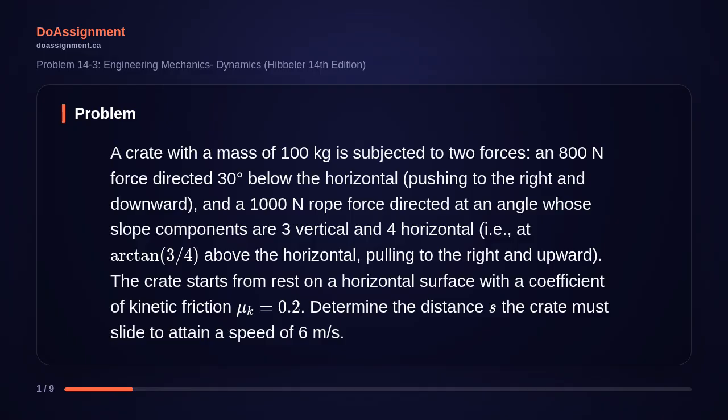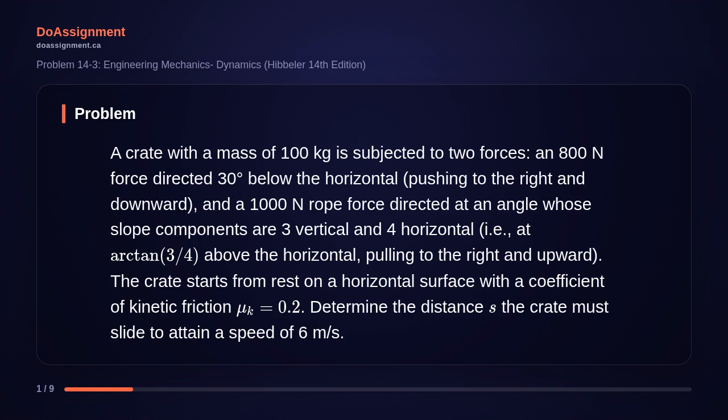A crate with a mass of 100 kilograms is subjected to two forces, an 800 Newton force directed 30 degrees below the horizontal, pushing to the right and downward, and a 1,000 Newton rope force directed at an angle whose slope components are 3 vertical and 4 horizontal. That is, at the arctangent of 3/4 above the horizontal, pulling to the right and upward.